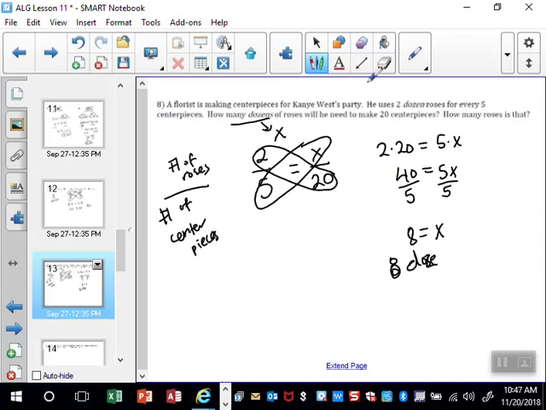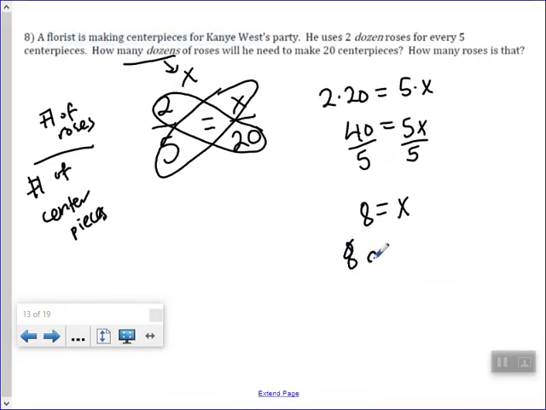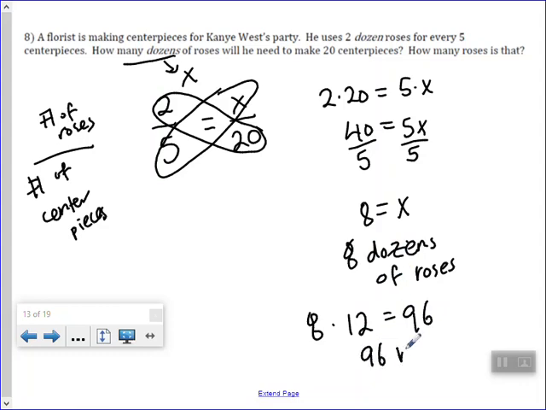So 8 dozens of roses he will need to make 20 centerpieces. And how many roses is that? Each dozen is 12. So 8 times 12 will be 96. So it's 8 dozens of roses, which is the same as 96 roses.